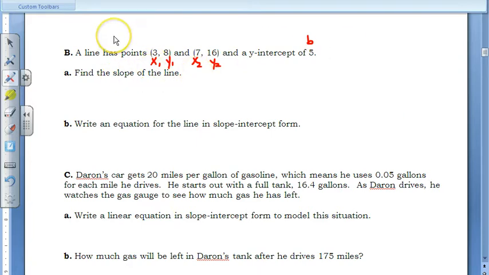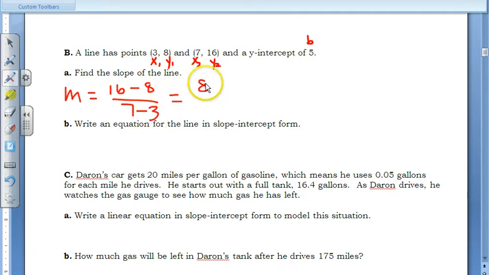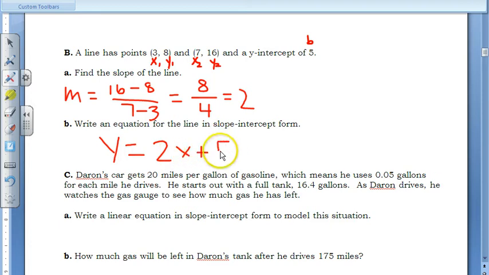Now the slope formula that I wrote at the top left of the page is what we're going to do. That was y2 minus y1 over x2 minus x1. So I'm going to plug these values in. 16 minus 8 over 7 minus 3. That's 8 on the numerator, 4 on the denominator. 8 divided by 4 is 2, so my slope is 2. Now my equation in mx plus b form would be 2x plus 5.